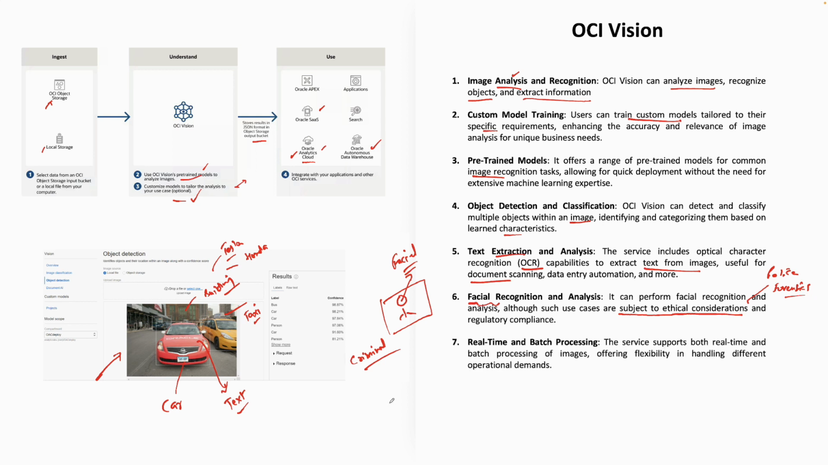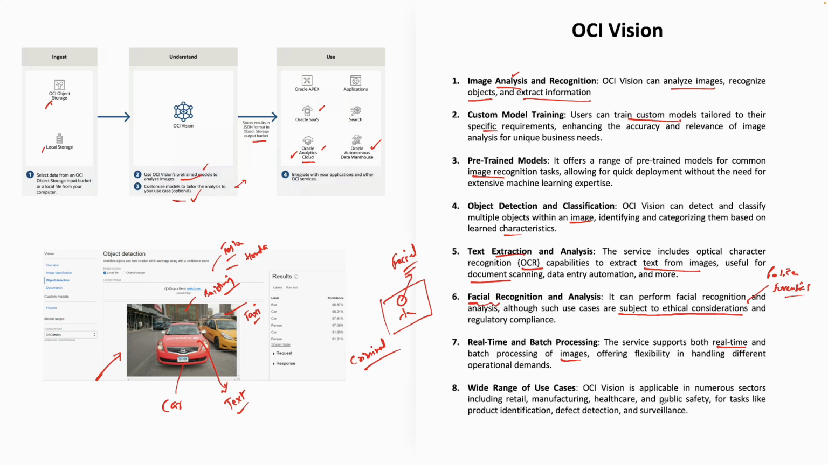The service supports both real-time and batch processing of images. As we saw in previous services, real-time means you are doing it right away, and batch processing means you have already stored several images and you are loading them in bulk from, let's say, your object storage. It can be done both ways. And yes, there is a wide range of use cases across sectors: retail, manufacturing, healthcare, and public safety, as I talked about, police and forensics. For retail, you can talk about product identification, defect detection and surveillance.